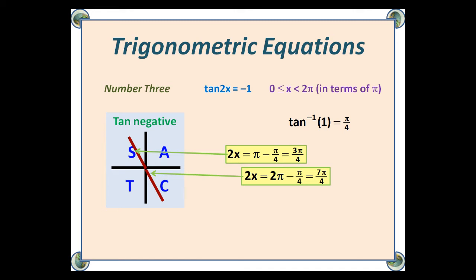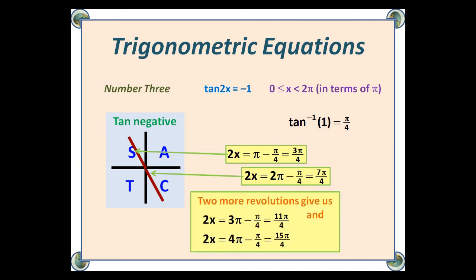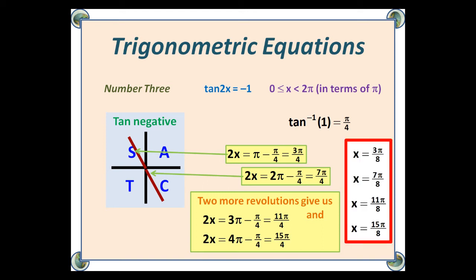There are, however, 4 solutions for this equation, because it's a 2x, so we need to go round again for both of those. And 2 more revolutions give us 11 pi over 4 and 15 pi over 4. All we need to do to finish off is to actually divide those by 2, because we want to know the value of x. So x will be 3 pi over 8, 7 pi over 8, 11 pi over 8, and 15 pi over 8.